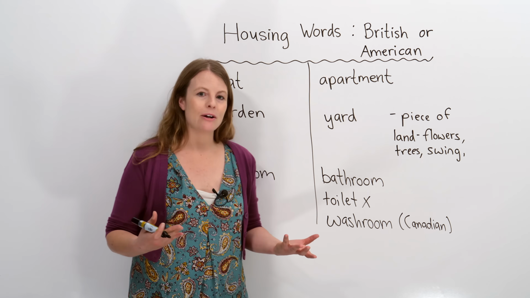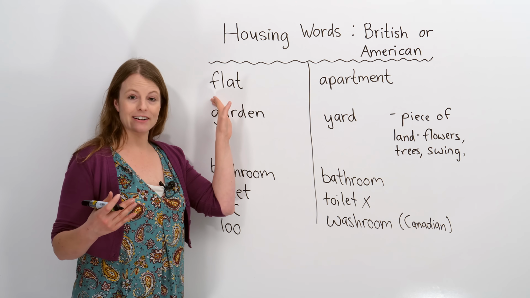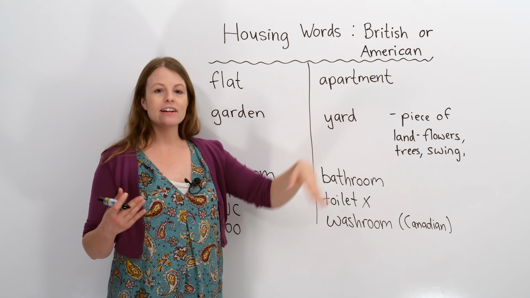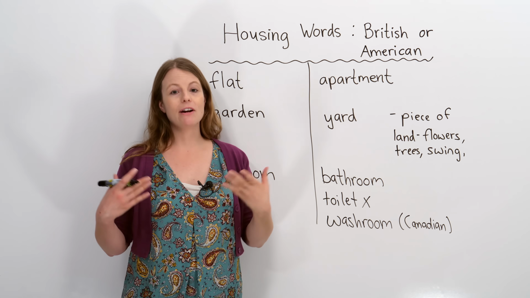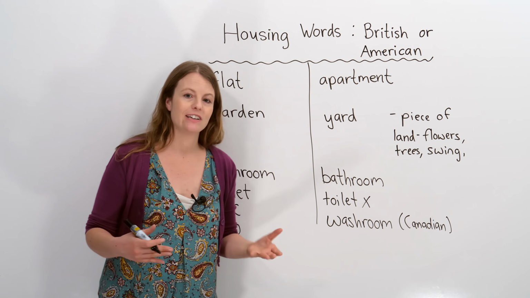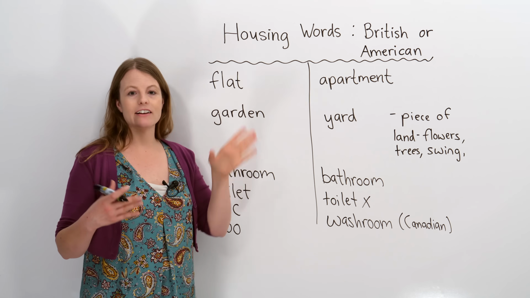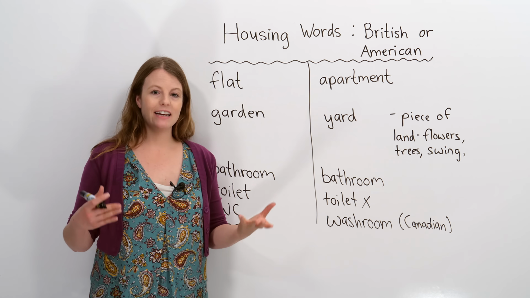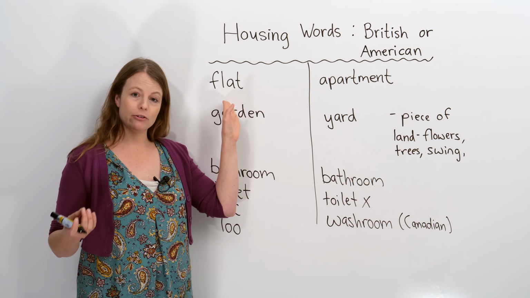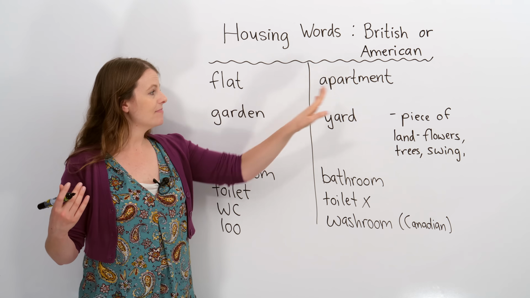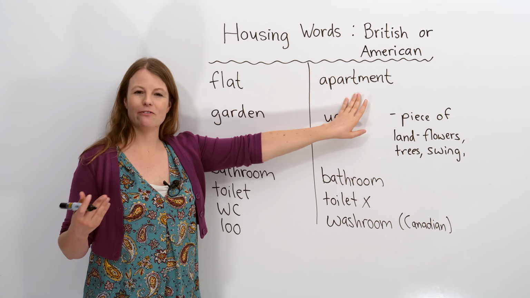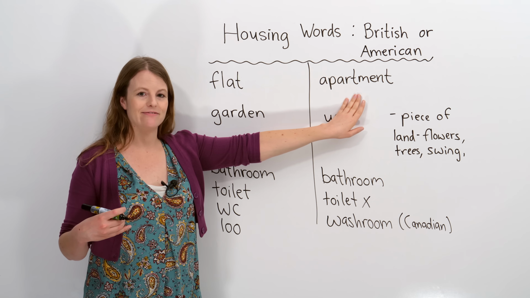So let's get started with our first word here, flat or apartment. A lot of the times when British people are speaking, they talk about a flat. And this might be true for other speakers of English. A flat is a small apartment. It's often in a building, like a high-rise. And so you hear a lot of British people talk about their flat. The North American equivalent is apartment. We don't use the word flat often in North America.